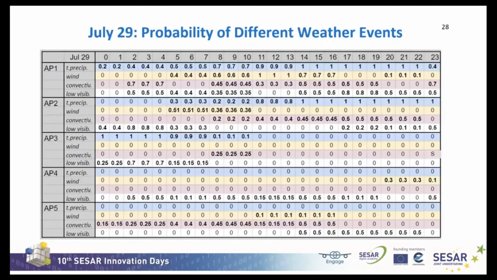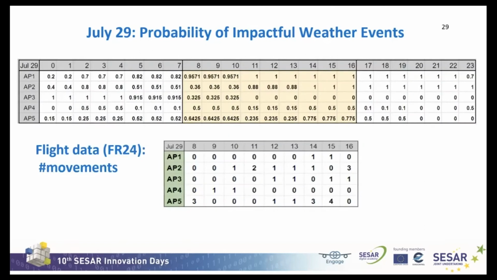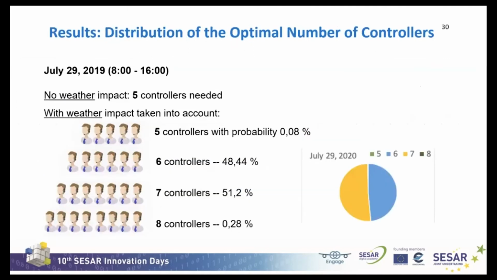Then we perform similar calculations for July 29th, a summer day in 2020, in which 4 weather events were observed at different airports, from which we derive the probability of some impactful weather events at these airports. We choose another period of time, a 9-hour period, and take the flight data movements at all 5 airports during this period. And the resulting distribution of the optimal number of controllers for July 29th looks a bit differently.